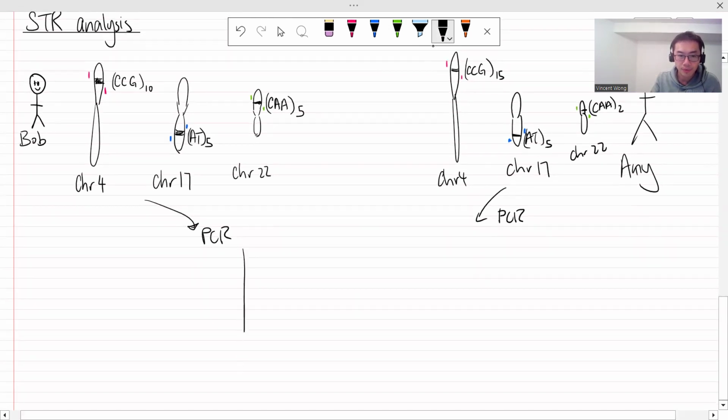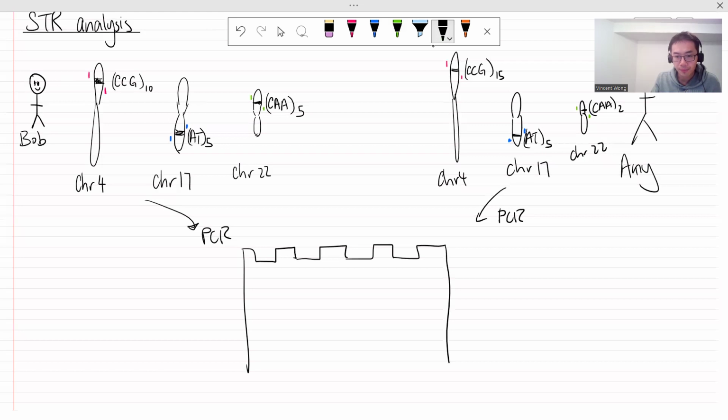So let's draw the gel. There's the gel. This is the well, where you load the sample. So then I load the sample of Bob here. Now let's do some math.